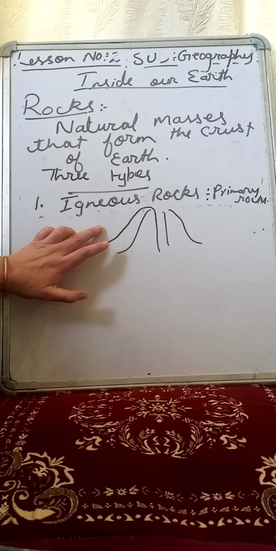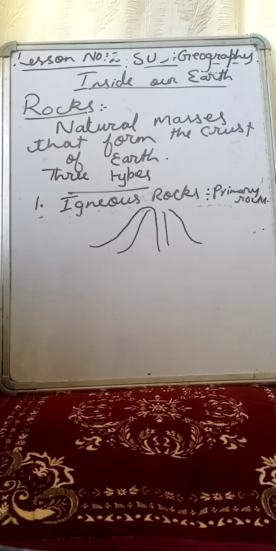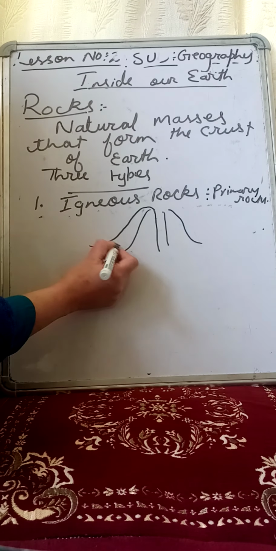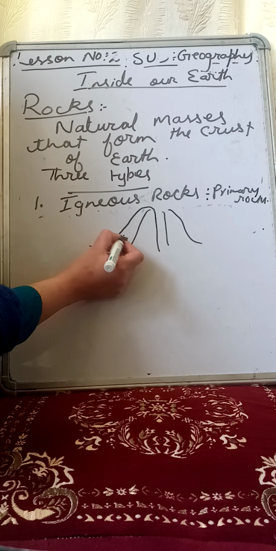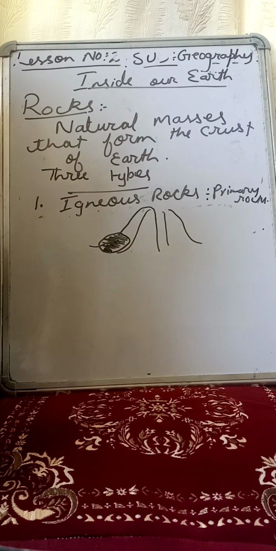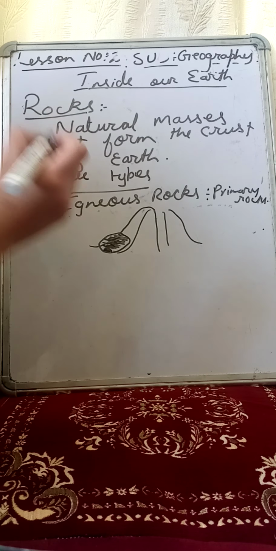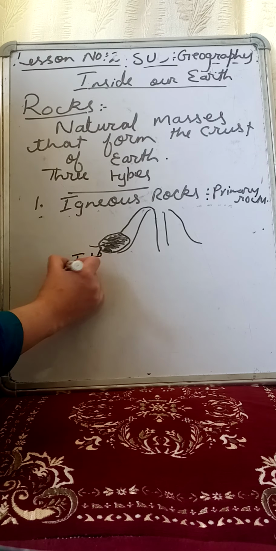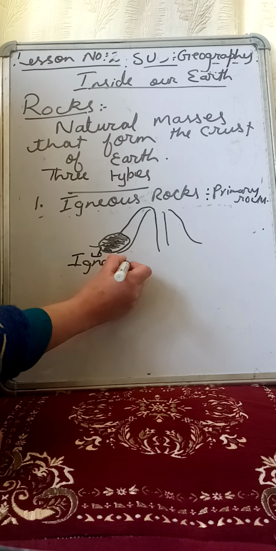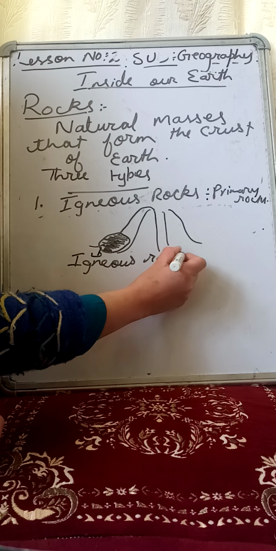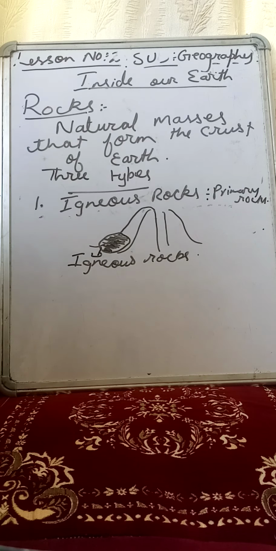It cools down and solidifies. Because of the solidification, it forms a hard substance, and this hard substance is known as a rock. And which rock? Igneous rock. So in short, we can say igneous rocks are the rocks that are formed from the molten lava which comes out from the interiors of the earth.